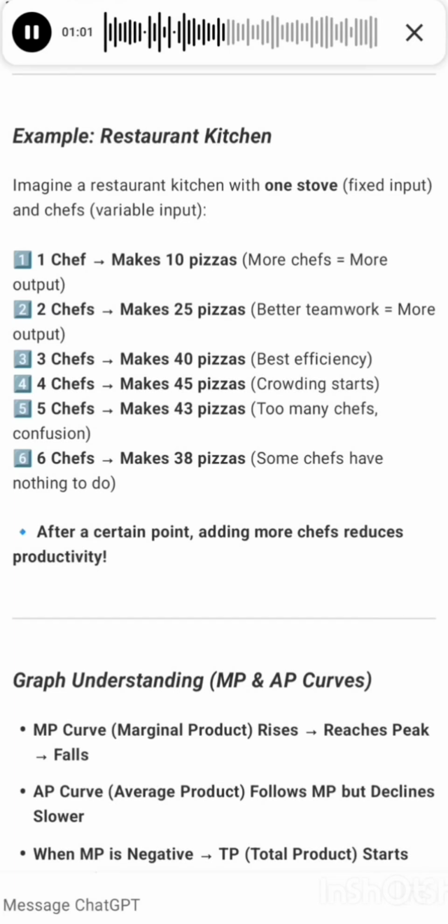5 chefs make 43 pizzas. Too many chefs. 6 chefs make 38 pizzas. Some chefs have nothing to do. After a certain point, adding more chefs reduces productivity.